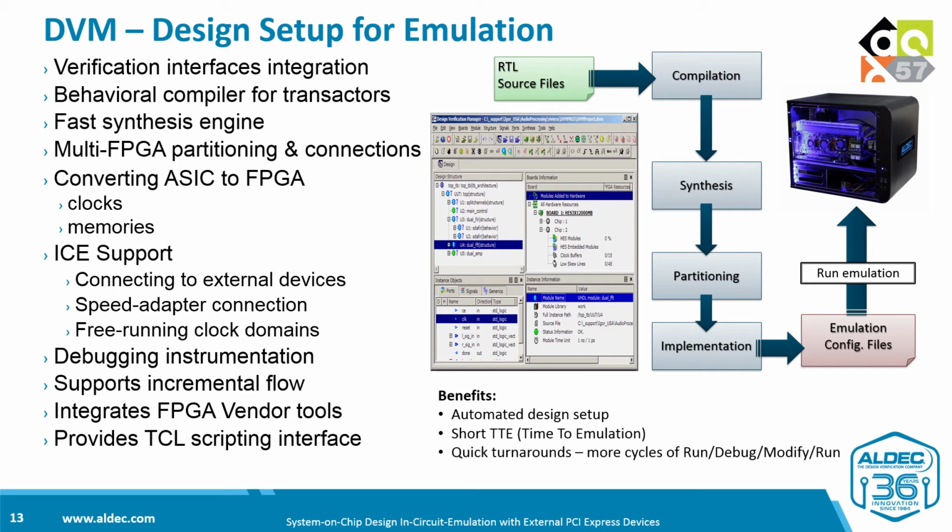Your RTL code is compiled and converted to netlist using Aldec's fast synthesis engine. Then the netlist can be partitioned automatically into multiple FPGAs in case of large designs that don't fit in a single FPGA. ASIC-style gated clocks are automatically converted to clock enablers, and the user can also map non-synthesizable memories to FPGA or external onboard DDR resources. In-Circuit-Emulation, which we discussed earlier, requires connection to free running clocks or external devices. DVM facilitates connection of such modules.